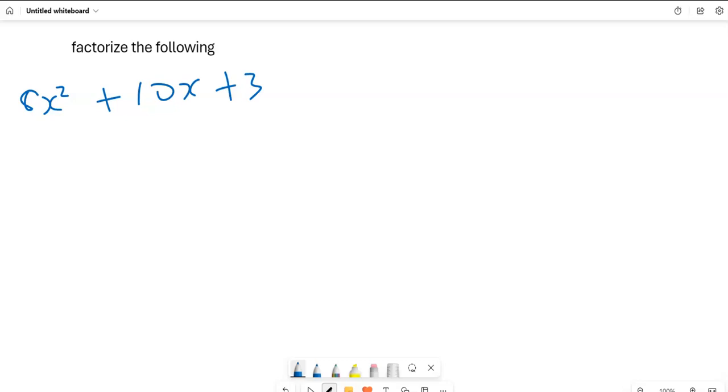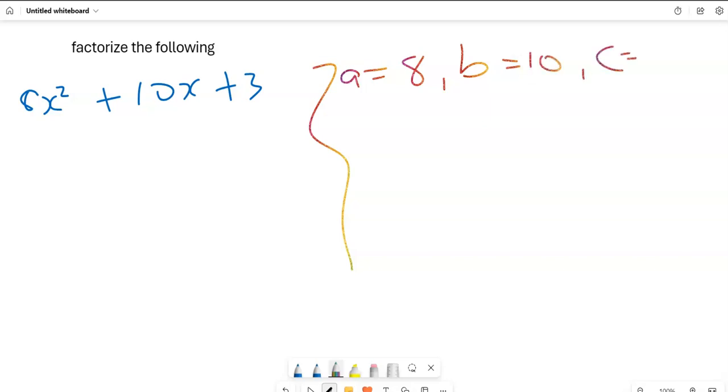So in this video, we are looking at an example or two of factorizing quadratic expressions when a is greater than 1. So in the first question, we have 8x squared plus 10x plus 3. So let's identify a. Yes, 8. And b. That's correct, 10. And c, 3. Alright, so the first step is that we need to find AC.